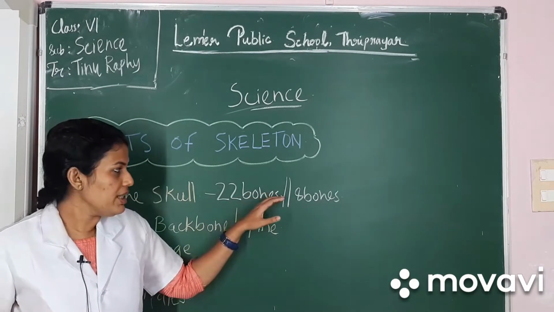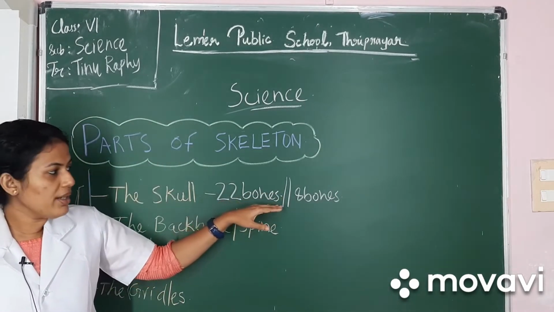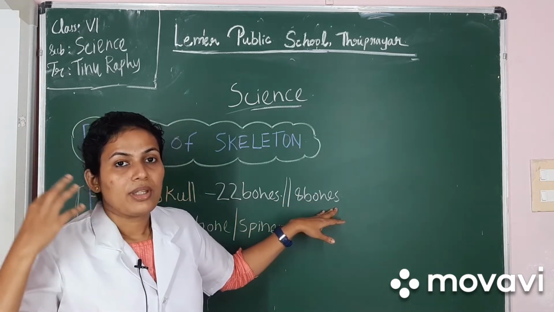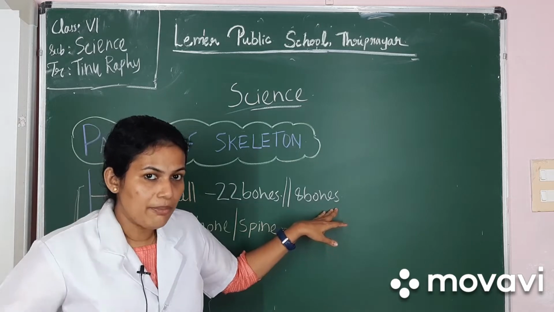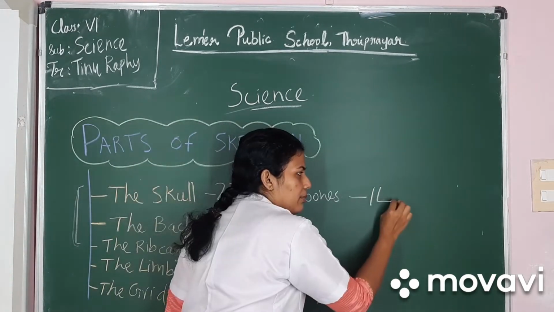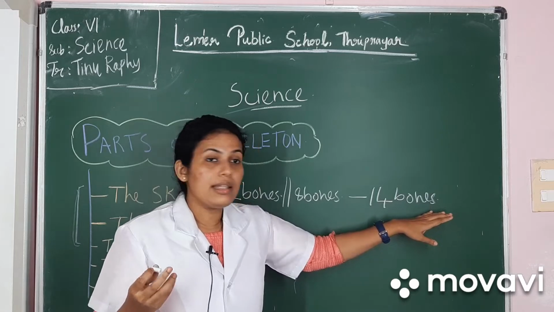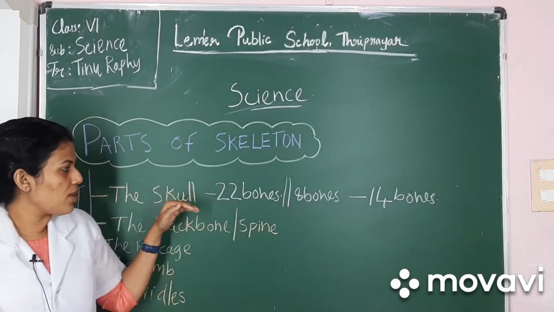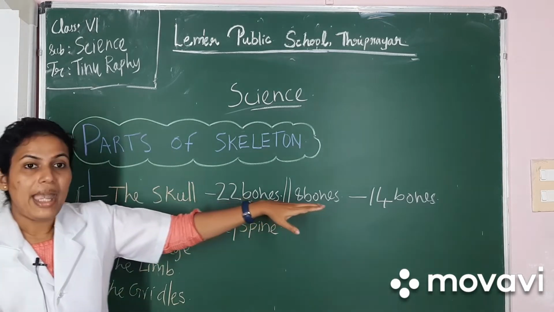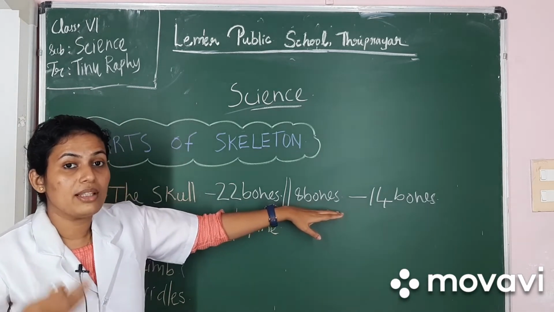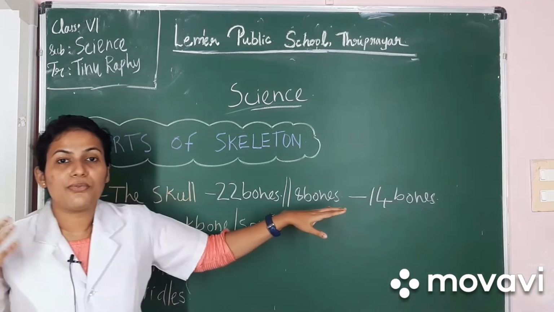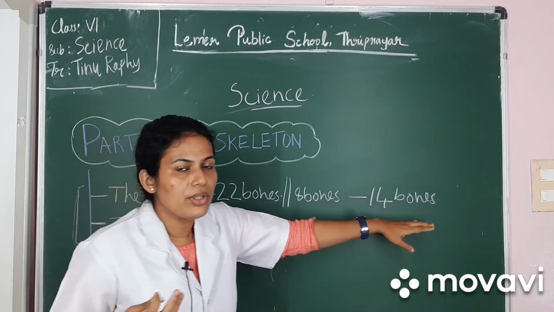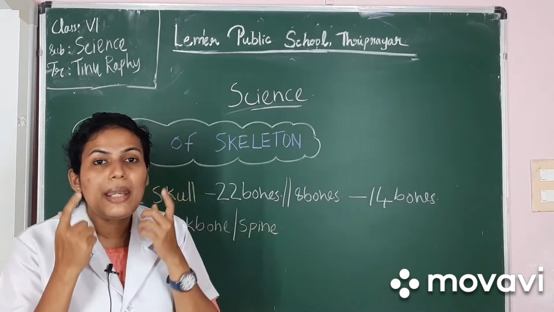Now out of these 22 bones of the skull, 8 bones form the protection for the brain, that is the cranium or the brain box, and other 14 bones give shape to our face. So the skull bones consist of 22 bones in total. Among that, 8 bones are forming the brain box or cranium. Function of brain box or cranium is to protect the brain, whereas other 14 bones give the shape to the face.